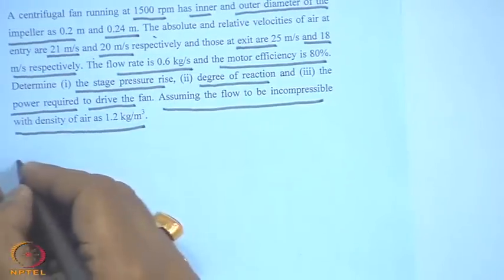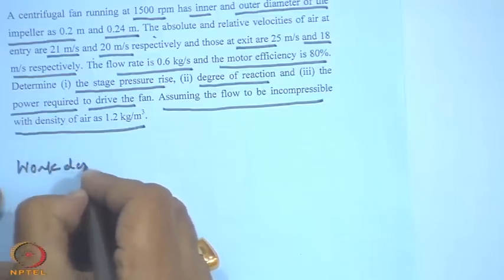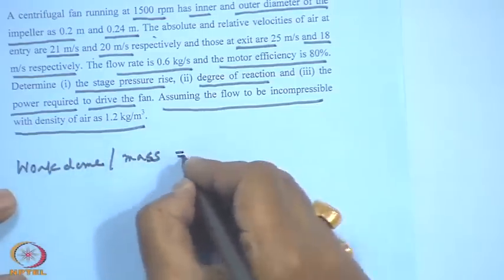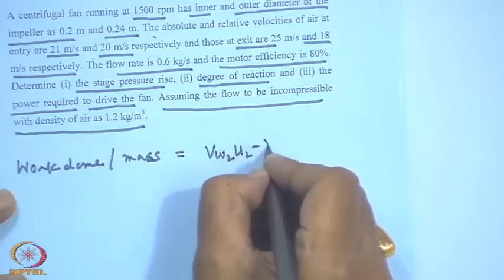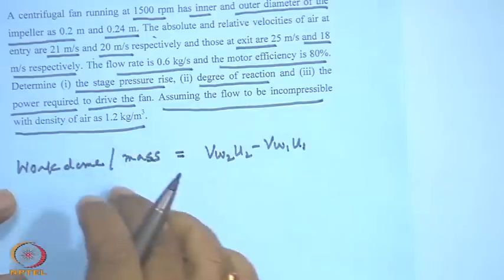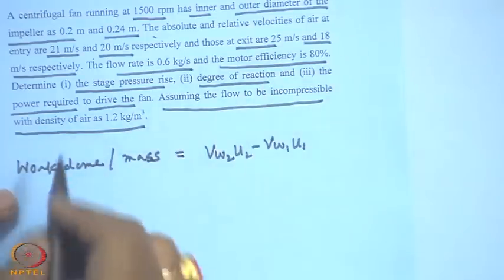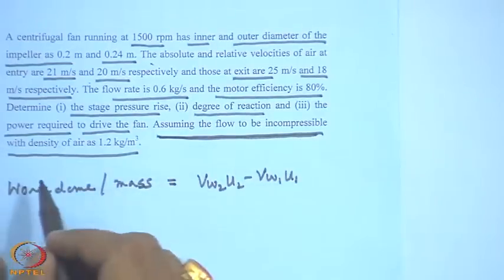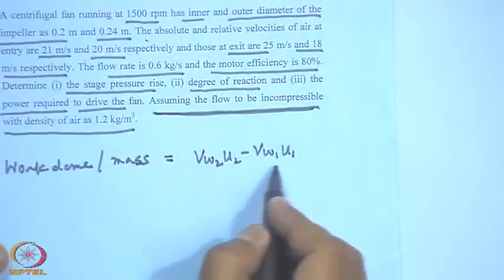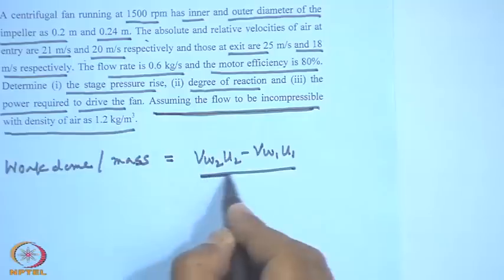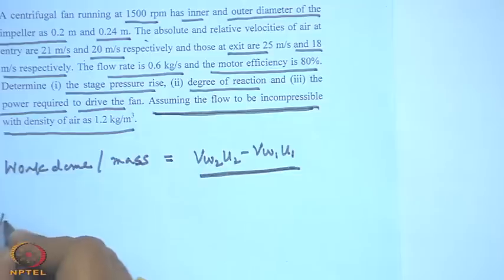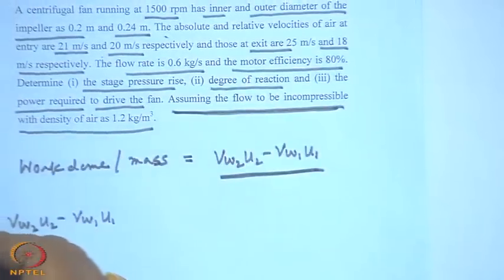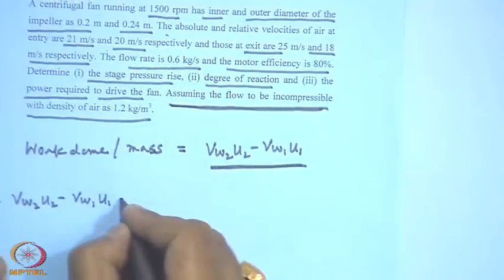If you first find out the work done per unit mass, what is the work done per unit mass? Now, if you remember, the work done per unit mass is VW2 U2 minus VW1 U1. Without going for a change in stagnation temperature, so far we did. This is because this problem is told that assuming the flow to be incompressible. So for an incompressible flow, better we do this type of analysis, that this is true for any fluid, incompressible or compressible. If you remember, this work done, that is W by M, can be written as different components.